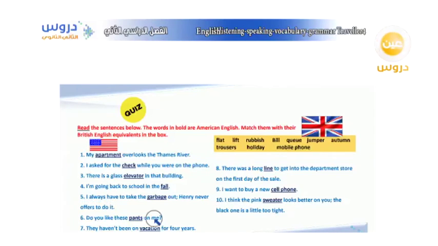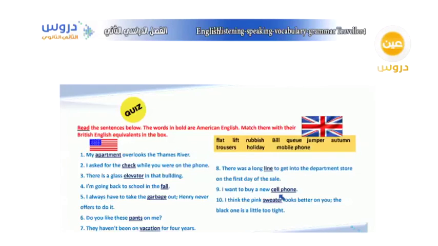Six, do you like these pants on me? Americans say pants, while the British say trousers. Seven, they haven't been on vacation for four years. In the United States, they say vacation. In England or the United Kingdom, they say holiday. Eight, there was a long line to get into the department store. This is line. In British English, they say queue. There was a long queue or there was a long line.